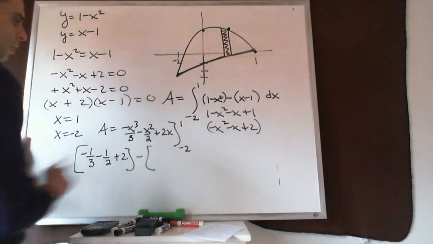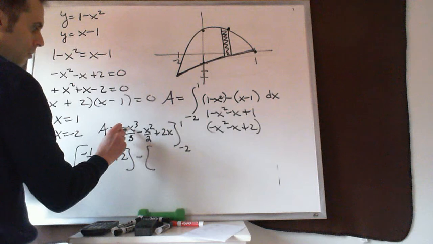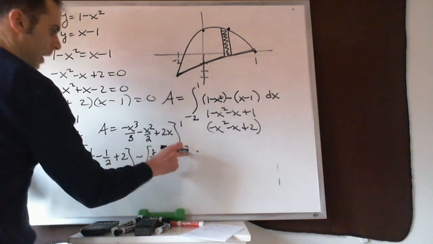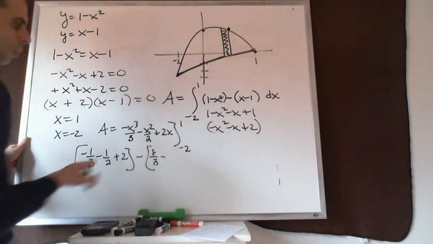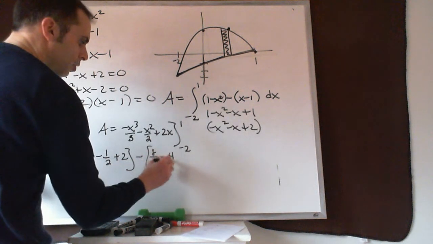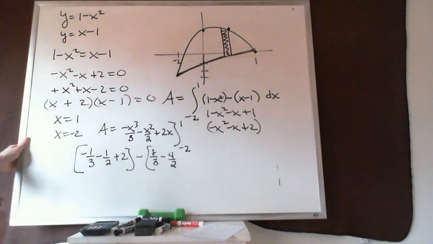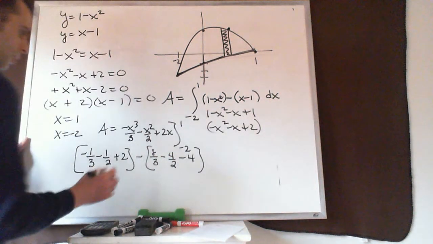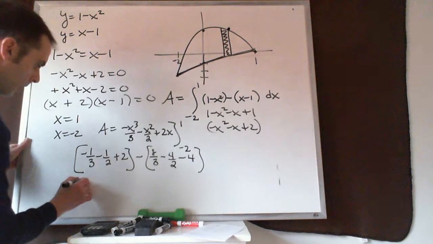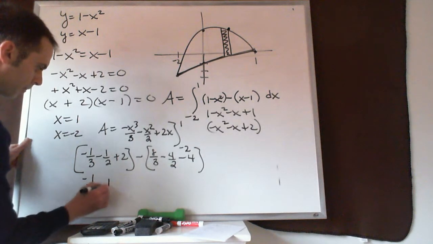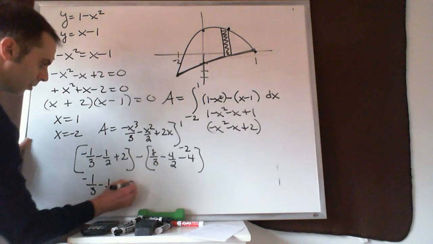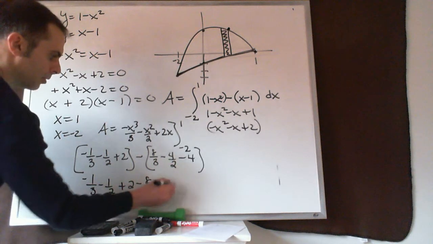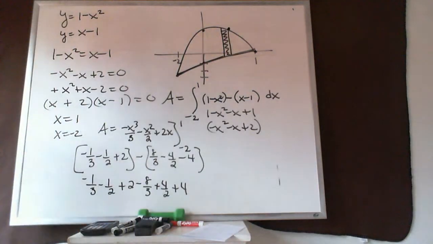Get good with this arithmetic. Negative 2 cubed is negative 8 times a negative is a positive 8/3. Negative 2 squared is 4 over 2. You can just leave it as 4 over 2 because you're going to combine it with the other one. Minus 4. Run the negative sign through. I'm running out of some room here, but I'll have negative 1/3 minus 1/2 plus 2 minus 8/3 plus 4/2 plus 4.